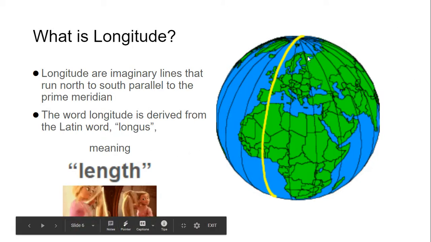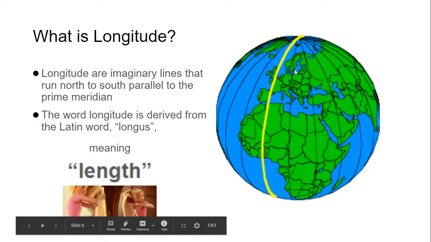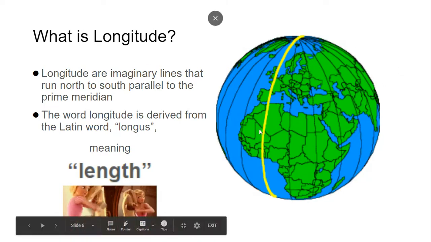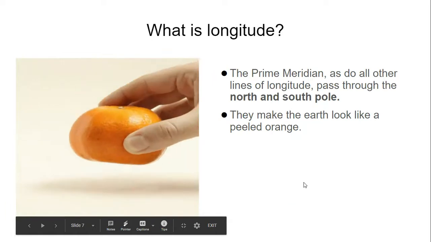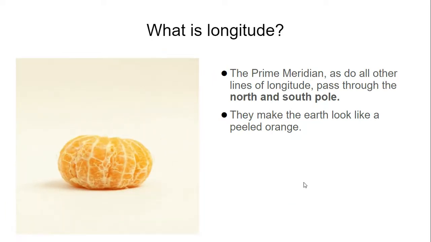So whenever you think about longitude, think about this girl. She is the princess from Tangled, I think. And you can remember her brushing her very long hair. She has extremely long hair, and you remember that longitude lines go up and down, long from the North Pole to the South Pole.